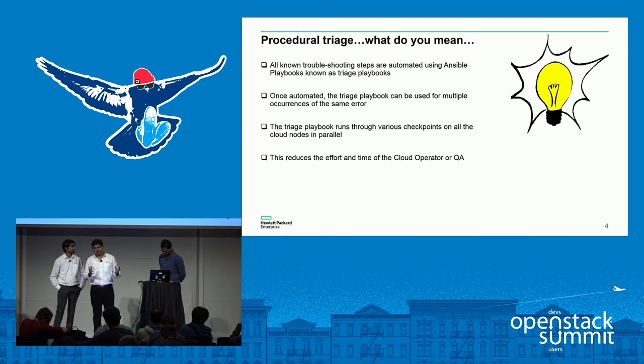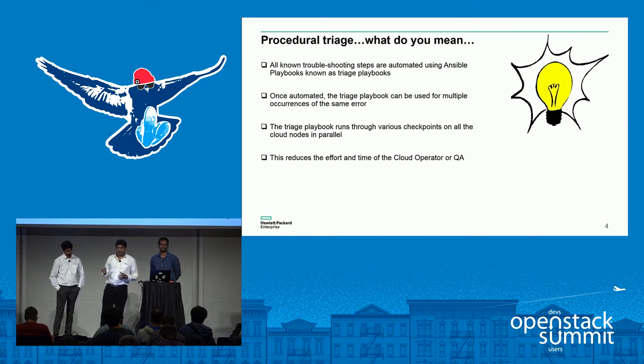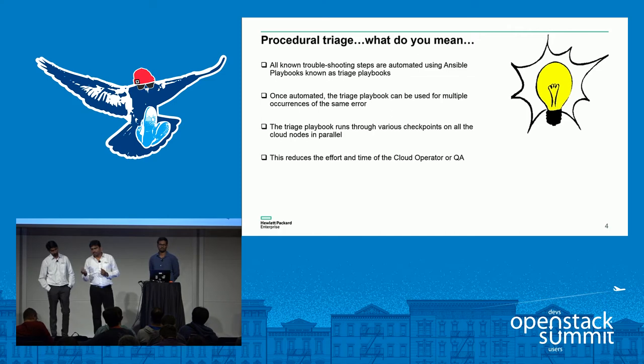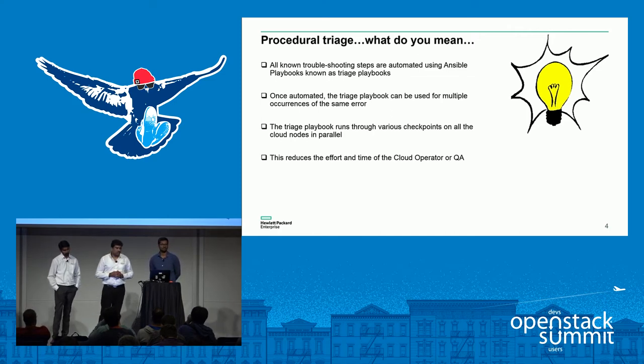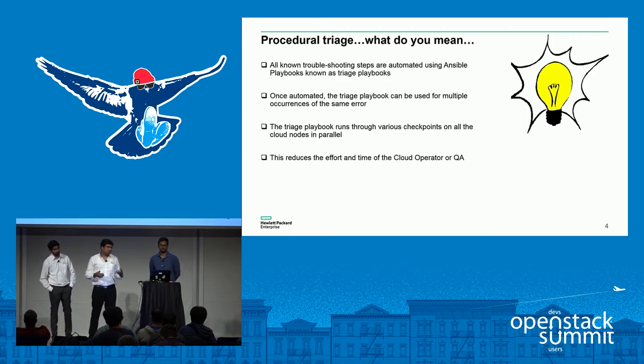What we have done is collect all these troubleshooting steps for each and every component, say for Nova, Neutron, and Cinder. For all these components, we have picked the individual checkpoints. For example, with Neutron, if a VM is not pinging, what are all the checkpoints I do? As in our earlier session, I need to check my VM status, services, and many things until I get it fixed.